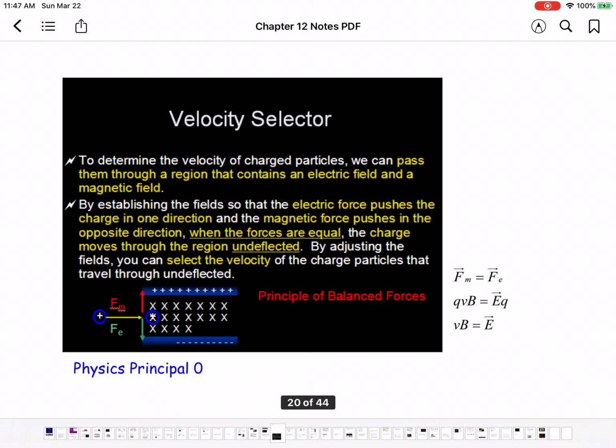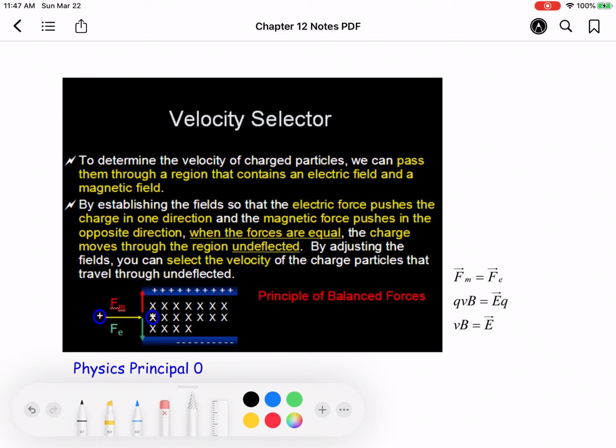So the first thing we're going to learn is about something called a velocity selector. A velocity selector is basically where we have a magnetic and an electric field acting on a charged particle, and we're looking for balanced forces. The reason we're looking for balanced forces is that we want to pick the right velocity. So if we have this equation here, the force magnetic and the force electric are both going to equal each other. We can cross the Q's out, which leaves us with vB equals E.